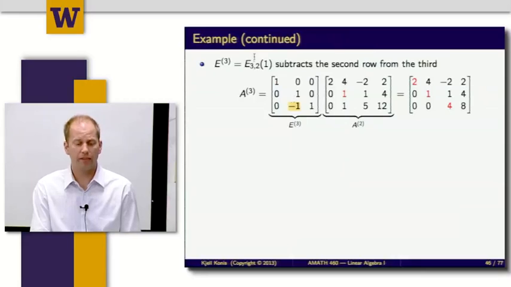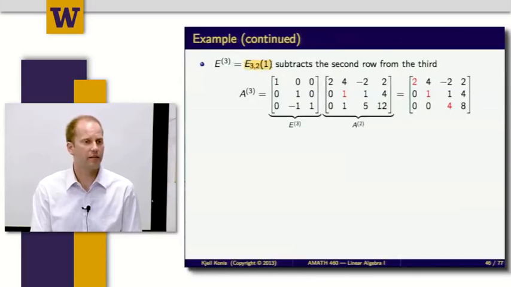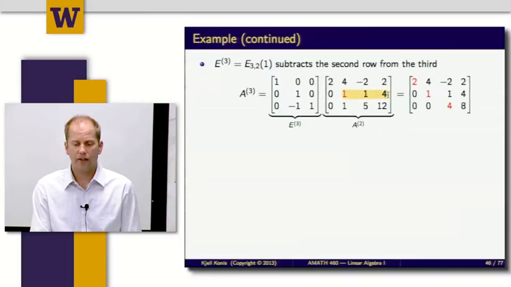And then because it's an elimination matrix, I want to subtract. So that's going to be minus the multiplier goes into the 3, 2 element. And otherwise, this matrix is just an identity matrix. So this matrix says I should subtract the second row from the third row. And so I can then either think of this as an elimination step, or I can just do the matrix multiplication E3 times A2. And that's going to give me my matrix A3.